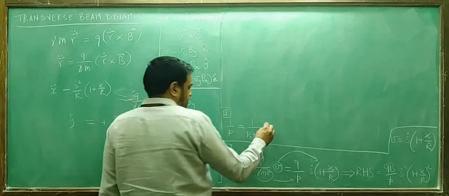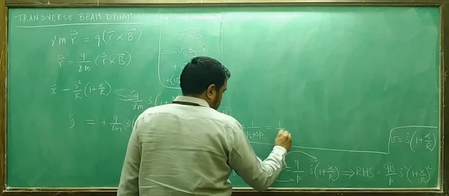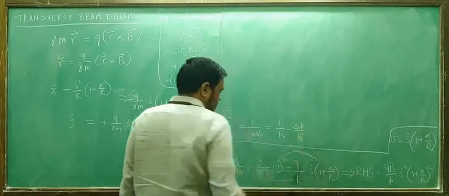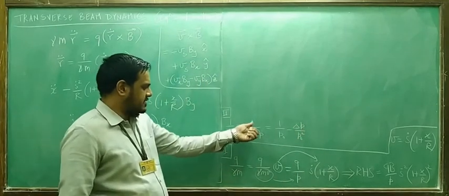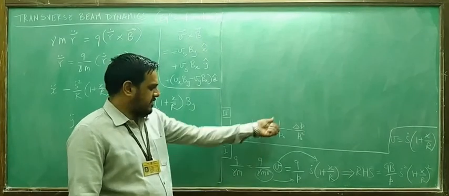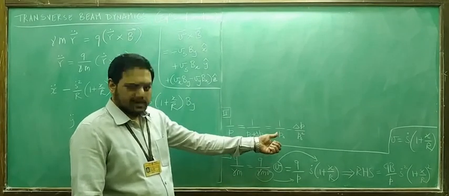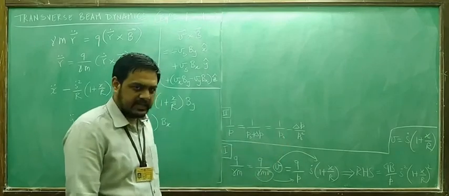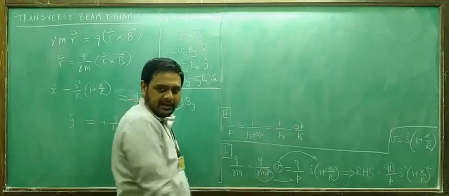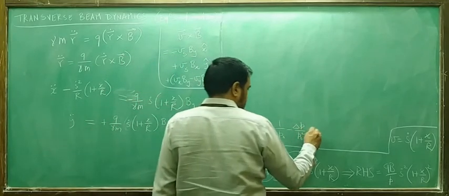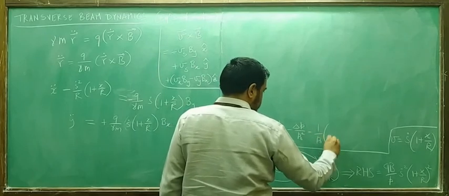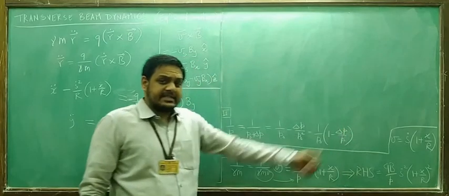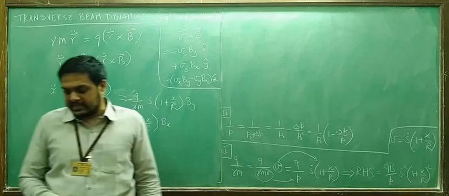If you expand this as a Taylor series, it will become 1 upon p naught minus delta p upon p naught square. This is easy to see because it is 1 by x plus h. The first term will be 1 by x, second will be h into minus 1 by x square. That is exactly what you are doing. It's a simple Taylor series expansion. If delta p is small, you can terminate the Taylor series expansion right here, which gives you 1 by p naught into 1 minus delta p by p naught.